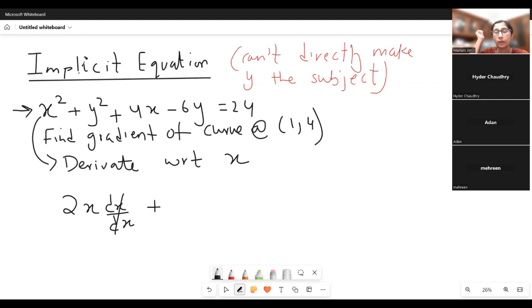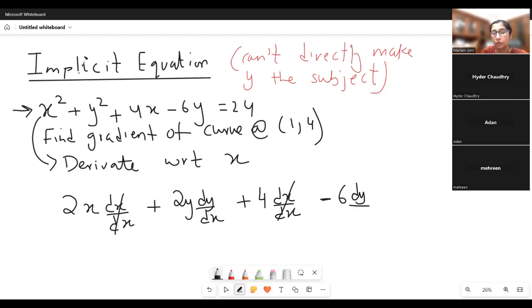Now let's differentiate y squared. The derivative of y squared is going to be 2y. But remember, we're differentiating with respect to x, so there's going to be dy over dx with it as well, which does not cancel. Then 4x: the derivative is 4 times 1, also write dx over dx, and cancel it. Then minus 6y: the derivative is minus 6 times dy over dx. Equals, and the derivative of 24 is 0.